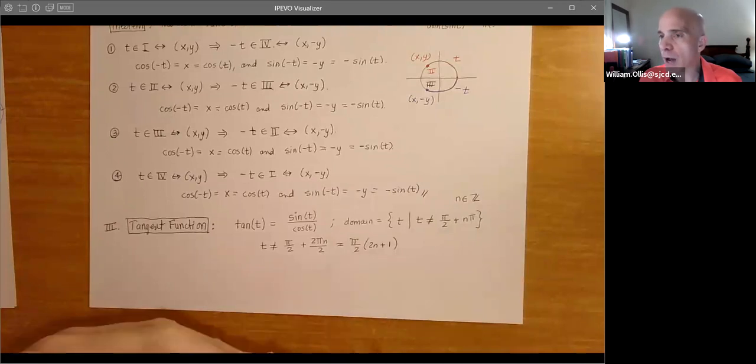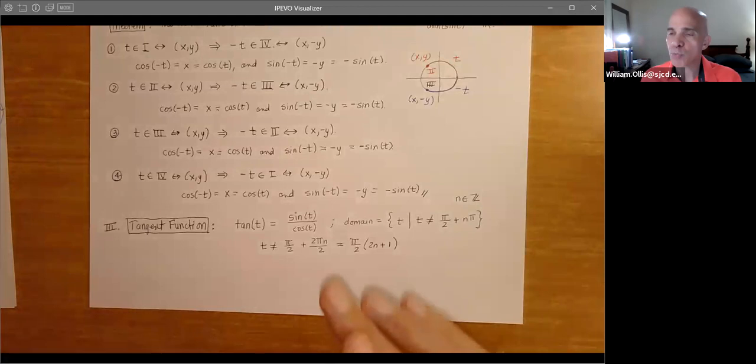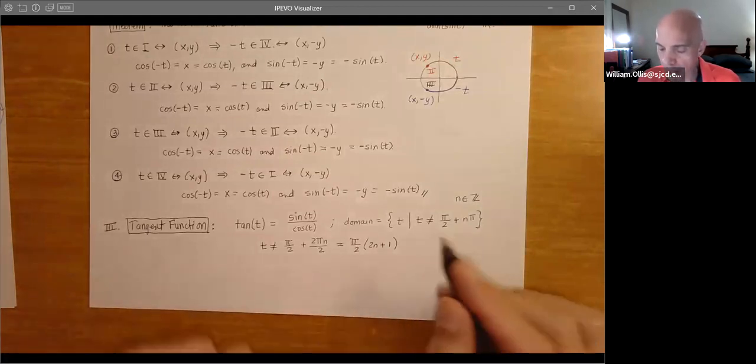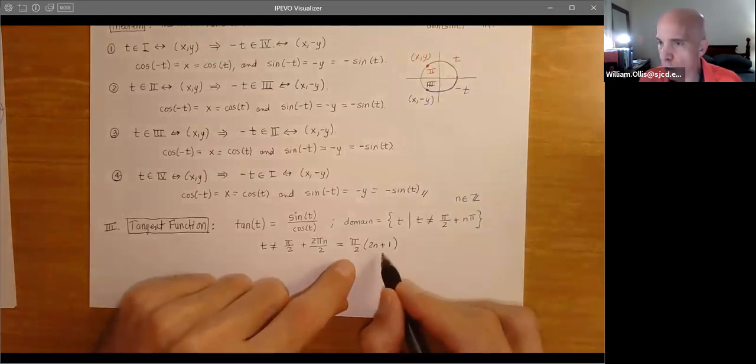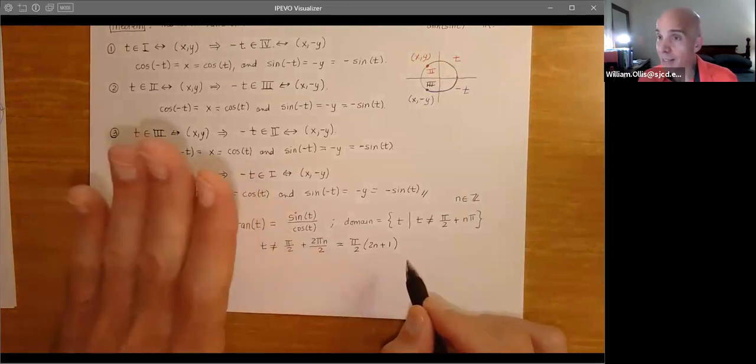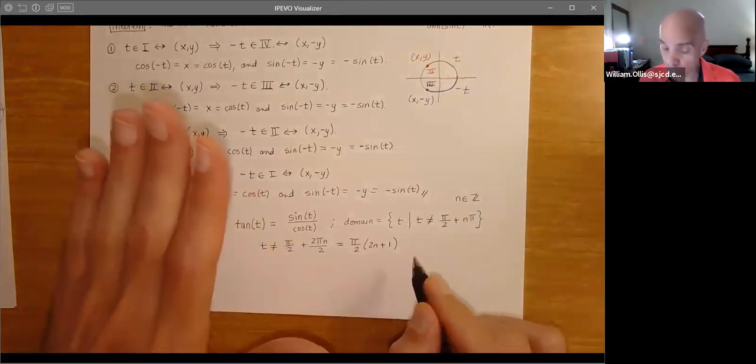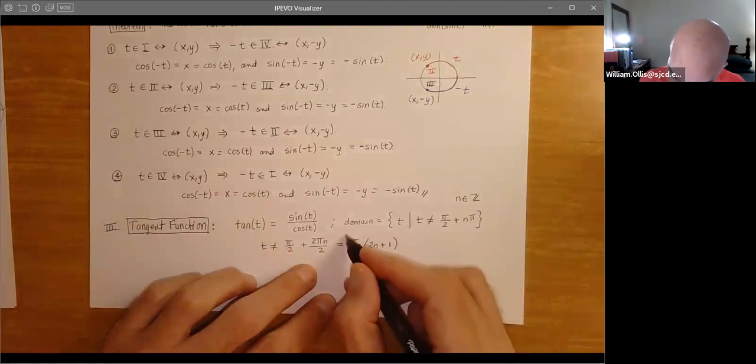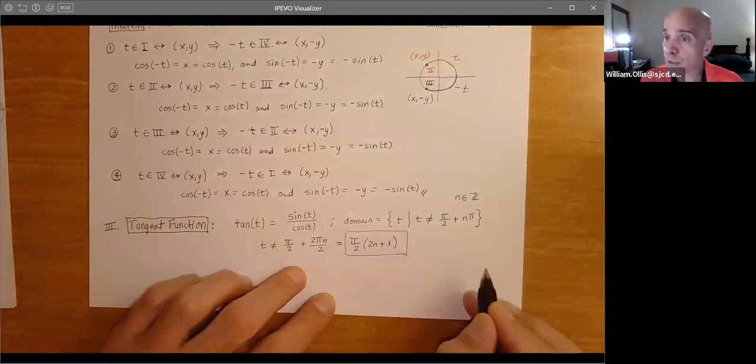Usually when we think of odd, we just think of the positive numbers that aren't divisible by 2. Of course, we can go into the negative realm. And so now students often like this when they just say, well, we got to kick out the odd multiples of pi over 2. So this might be a better way to think about the domain of the tangent function.